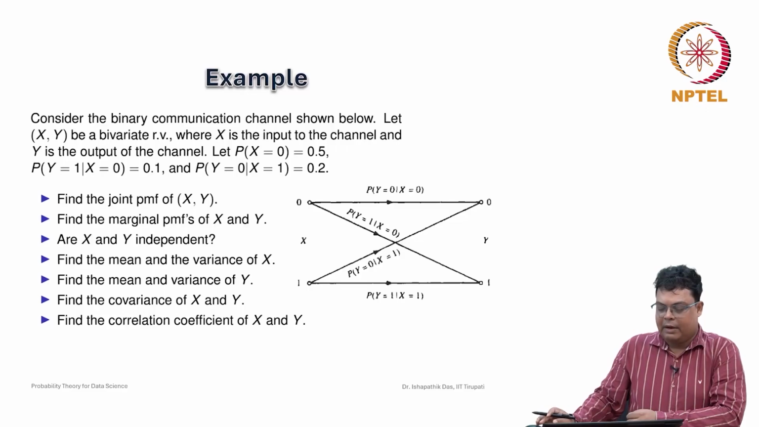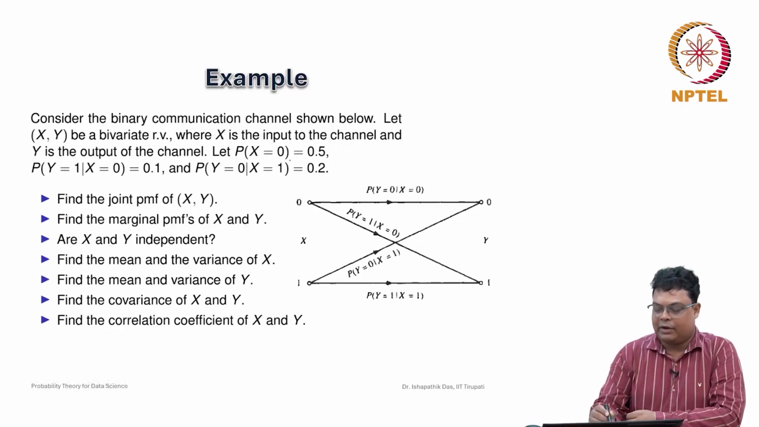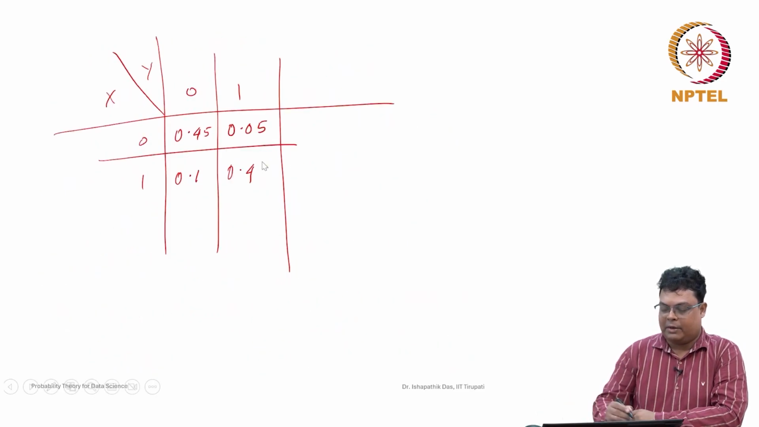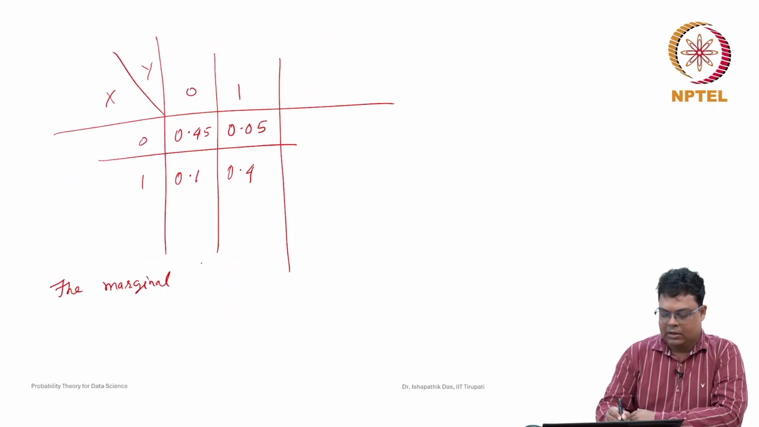Next question is to find the marginal probability mass function of X and Y. The marginal probability mass function of X is already given. Probability of X equal to 0 is 0.5. So the marginal probability mass function, suppose of X.